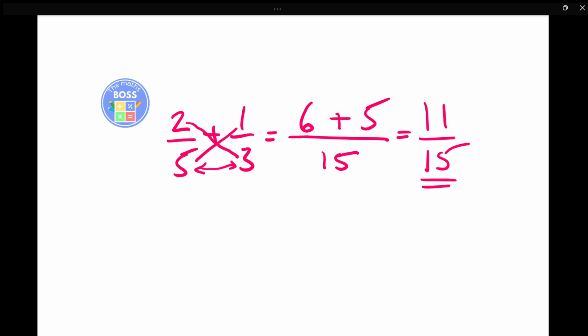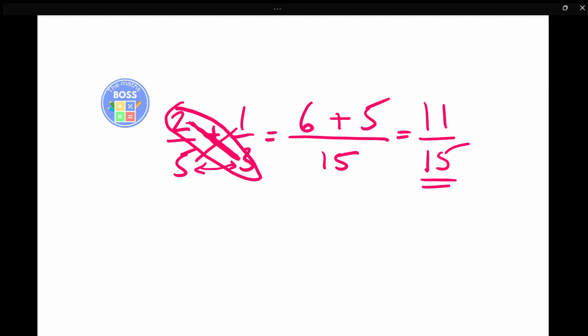Subtraction for all three works in exactly the same way. Where we see a plus here, this becomes a minus, and we get the same answer. One thing you must also remember, you must always do this diagonal first, this one first, when you are subtracting. Otherwise, you may end up with a negative answer.